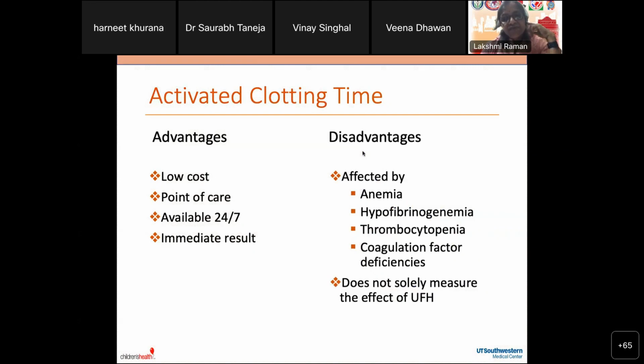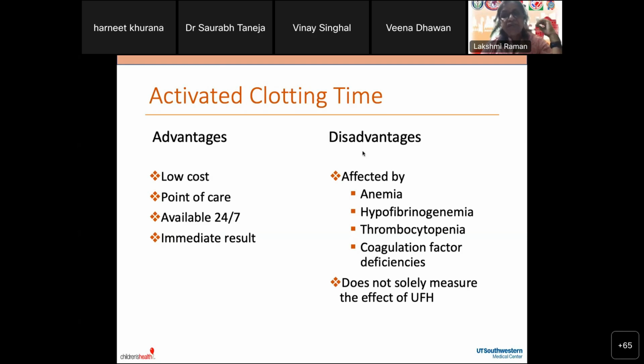As I said, the advantage is it's low cost, it's point of care, so it's available 24/7, and you get an immediate result, so you're not waiting while things may have changed at the bedside. That is one of the big advantages of using ACT. But what are the disadvantages? It's affected by a lot of things: anemia, hyperfibrinogenemia, thrombocytopenia, coagulation factor deficiencies, many of which exist in a patient who's going on ECMO. And it does not solely measure the effect of unfractionated heparin.